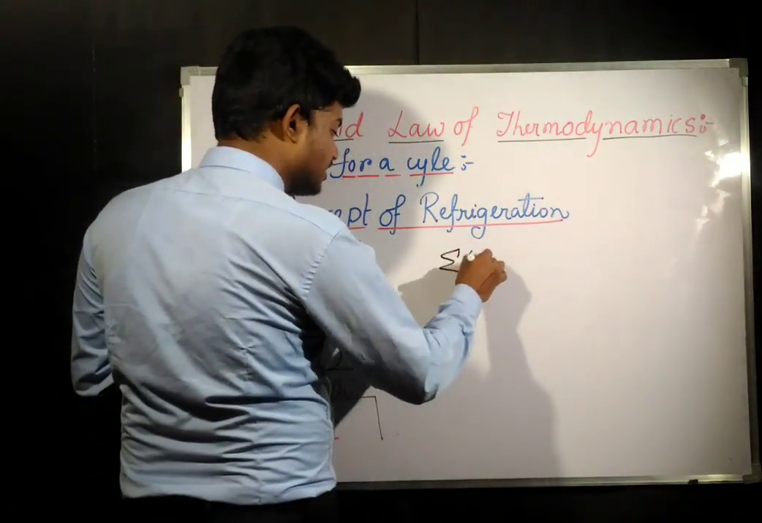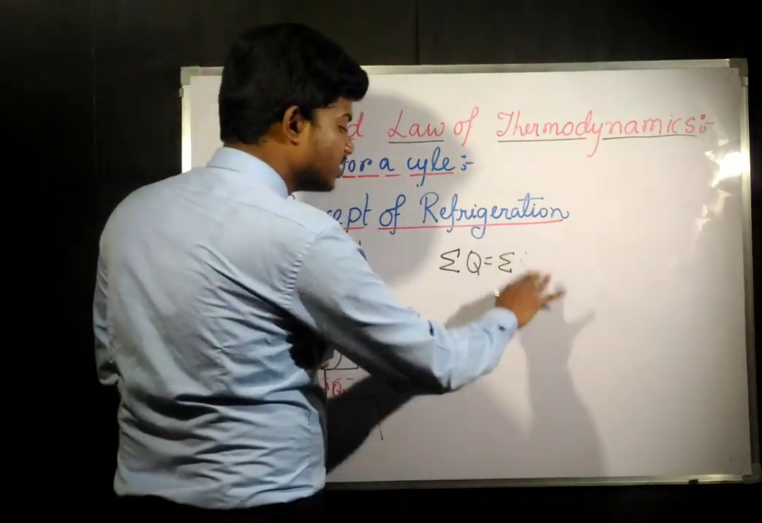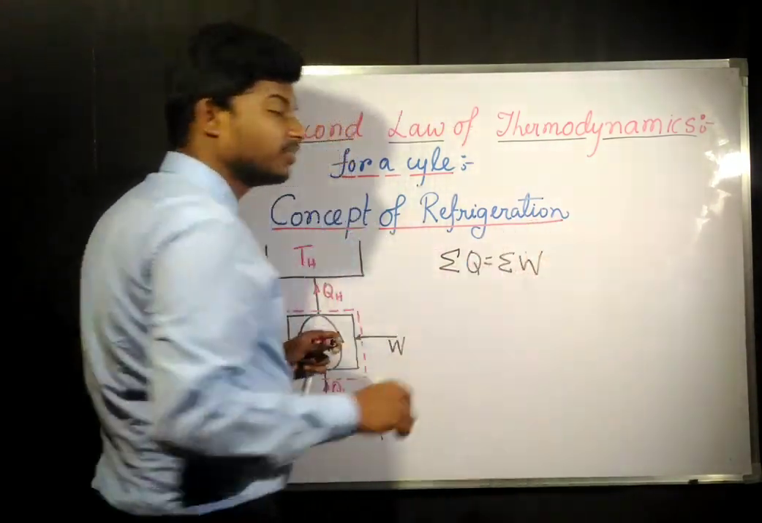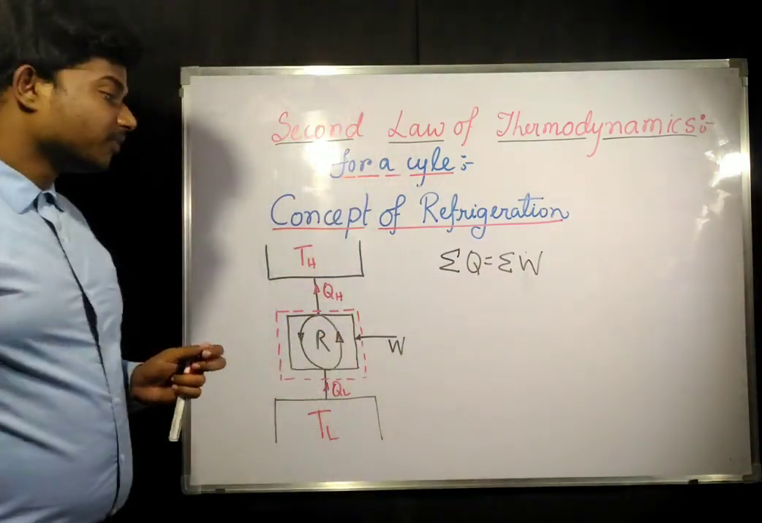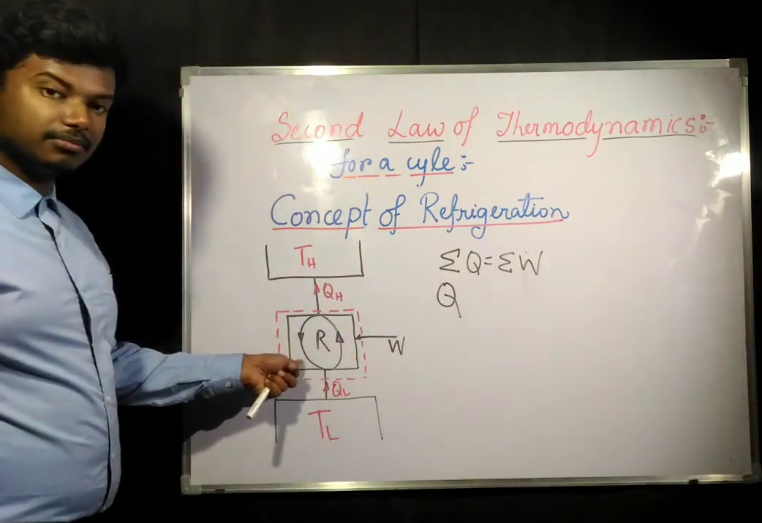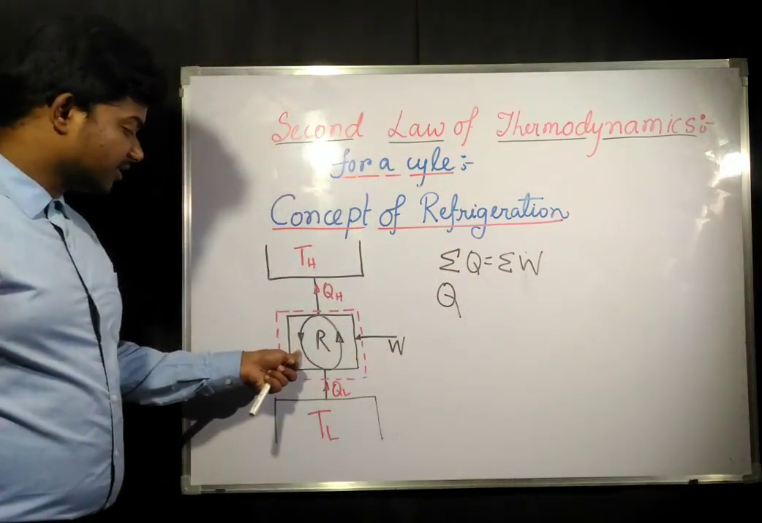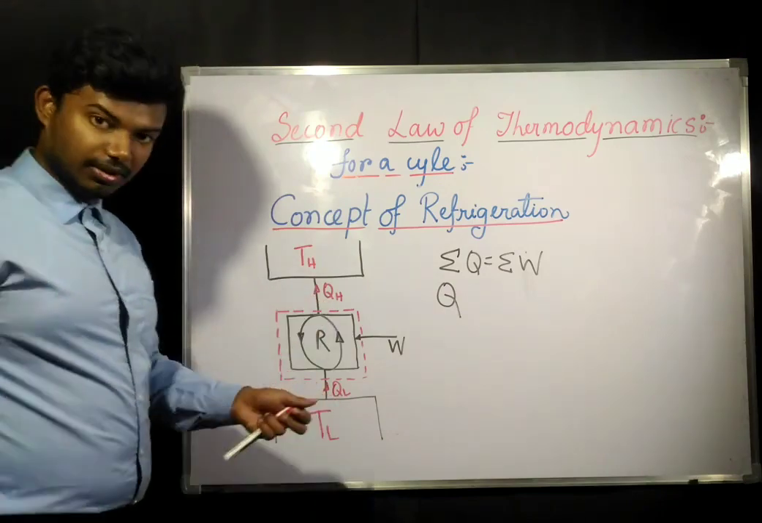According to the first law, the heat interaction is going to be completely equal to the work interaction. Now this is the system, and this is QH and this is QL.